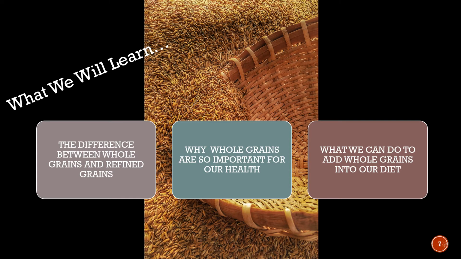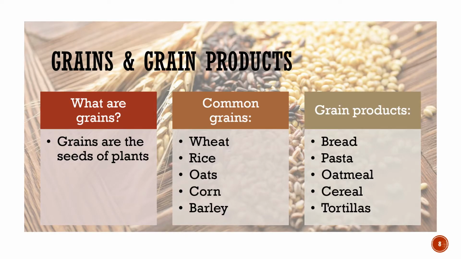Today we will talk about the difference between whole grains and refined grains, why whole grains are so important for our health, and what we can do to add whole grains to our diet. First off, what are grains anyway? Simply put, grains are the seeds of plants. And the most common grains are wheat, rice, oats, corn, and barley. And those common grains are transformed into grain products such as bread, pasta, oatmeal, cereal, and tortillas.